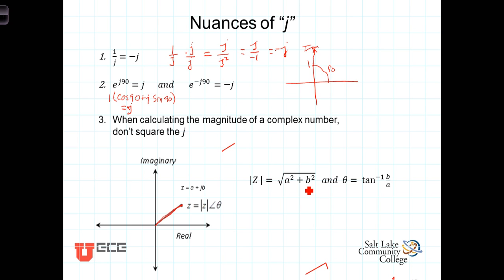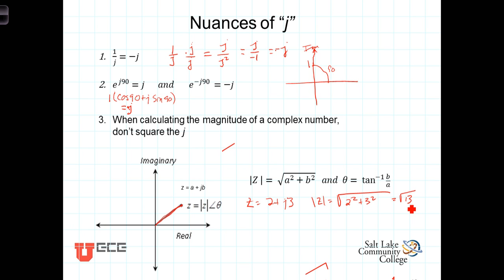For example, let's let z equal 2 plus j3. The magnitude of z is going to equal the square root of 2 squared plus 3 squared, which equals the square root of 13. What would happen if we did square the j?